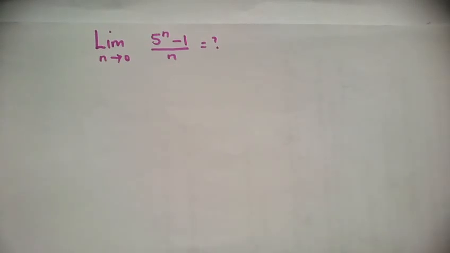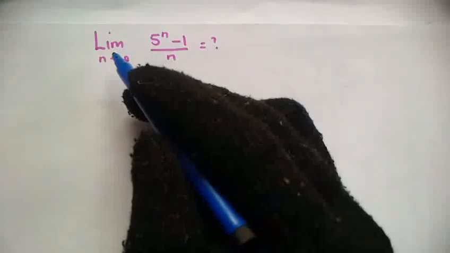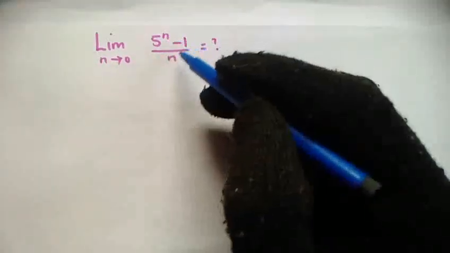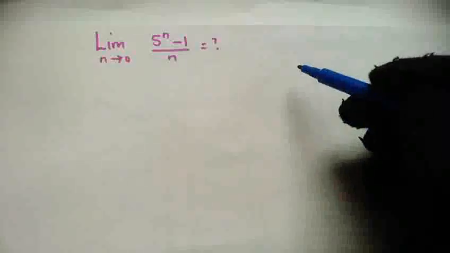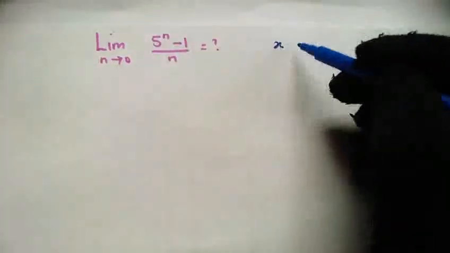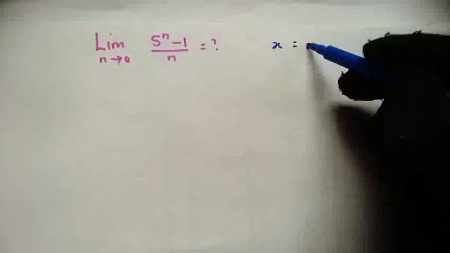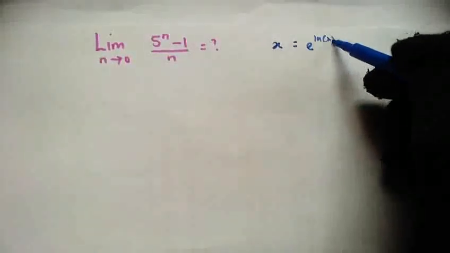We are here to compute the following limit: the limit as n approaches 0 of (5^n − 1)/n. We need to know that x can be written as e raised to the power of the natural logarithm of x.